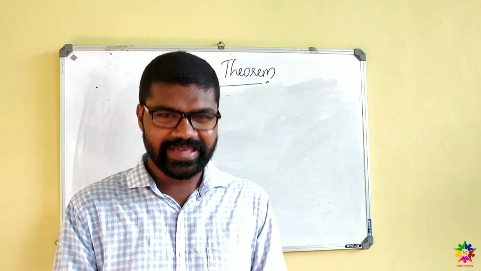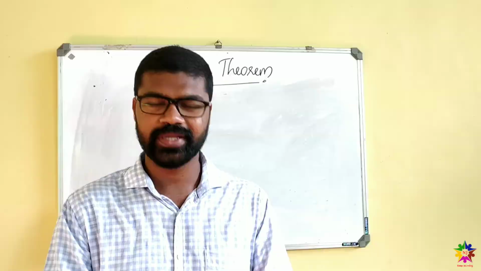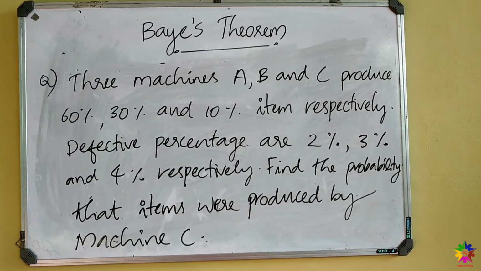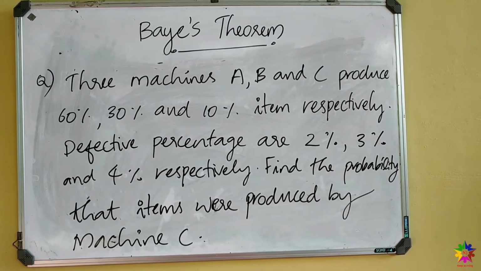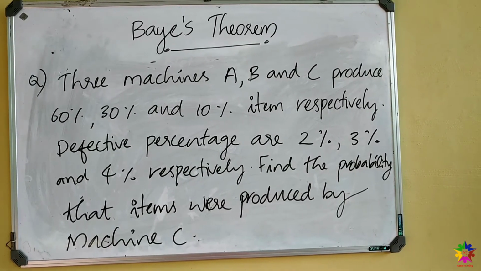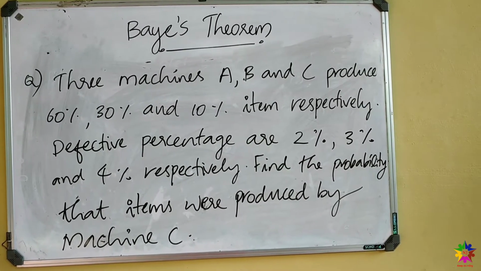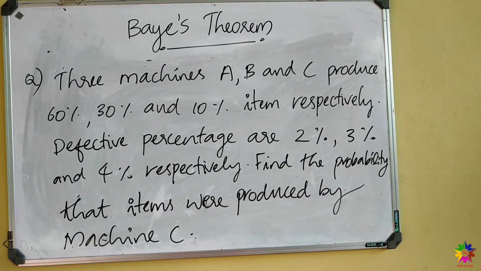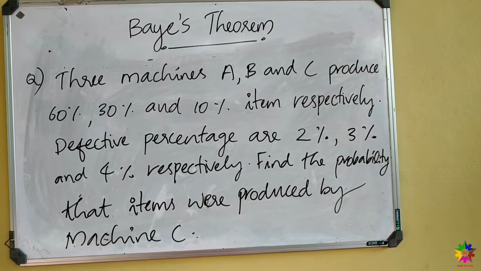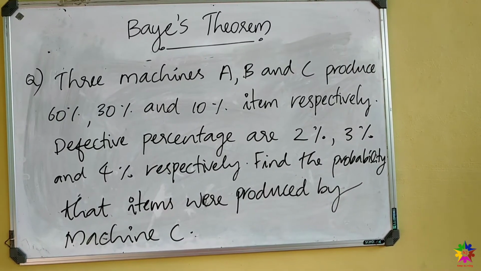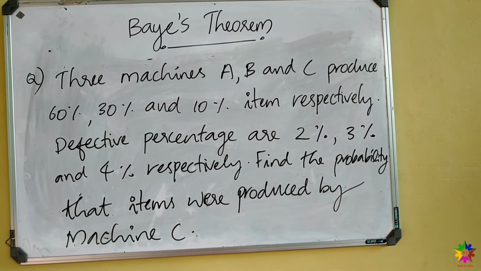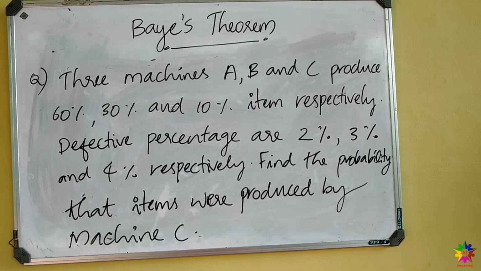So I hope it's clear, and let's do one more example. So we have one more question. 3 machines A, B and C produce 60%, 30% and 10% of the items respectively. But some products are defective. The defective percentages are 2%, 3% and 4% respectively for these 3 machines. Find the probability that a defective item was produced by machine C. So read the question carefully.